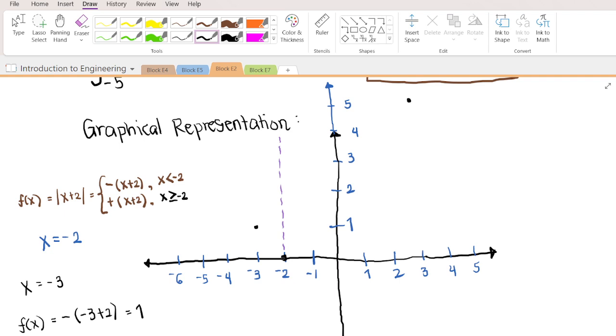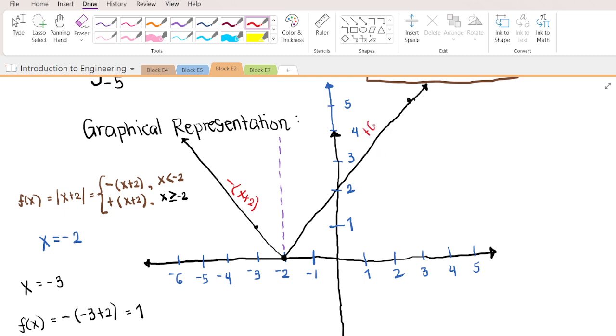So basically, if we're going to make a line, this will be the graph for negative x plus 2. And the graph for the positive x plus 2 will be from this line to this line. Remember in basic algebra, you can make a line using 2 points. So I'm just using 2 points here. So this will be the drawing for positive x plus 2. Okay?